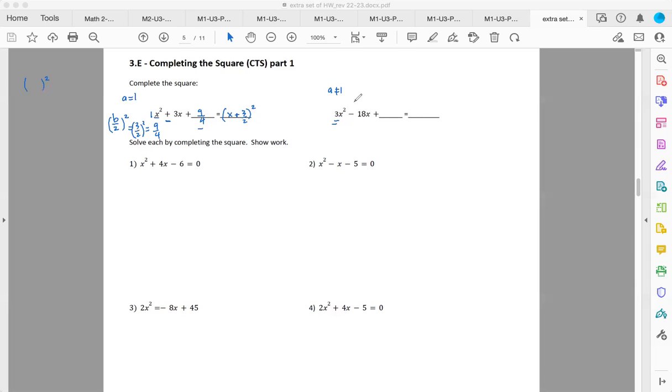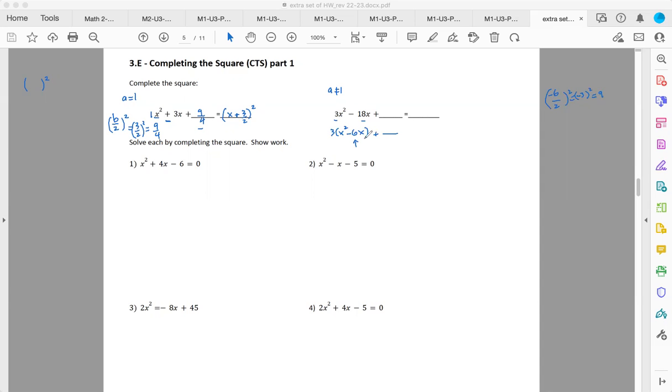Now here a is not equal to 1, so I'm going to do this differently. I'm going to factor 3 out, because I can factor 3 out of this and this. This is a little bit more work. This becomes 3 times x squared minus 6x, and then I'm adding something to it. Now here's the deal. What do I add? I have my new b, which is -6. If I do -6 over 2 and square it, that gives me -3 squared, which is 9.